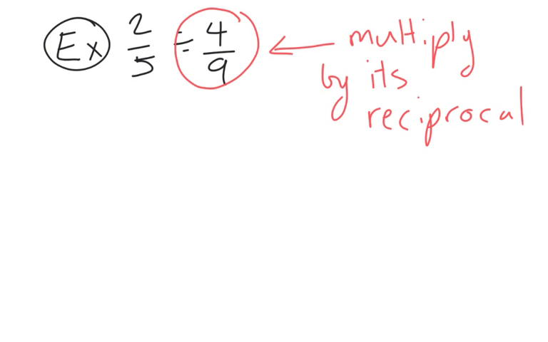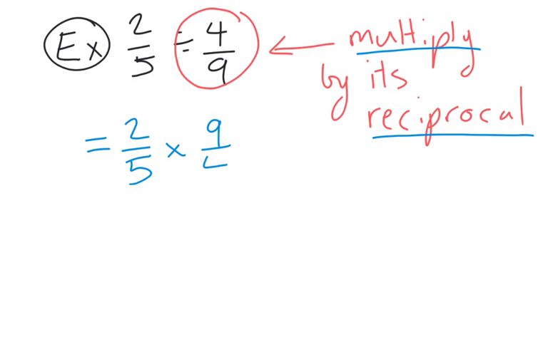What does it mean to multiply by its reciprocal? Well, the first word is multiply. So we're going to change this division sign into a multiplication sign. And then we're going to take the reciprocal of 4 over 9. So basically, all you do is you flip the numbers. So the numerator becomes the denominator, and the denominator becomes the numerator. At this point, all you need to do is multiply these fractions like I taught you in the previous video.